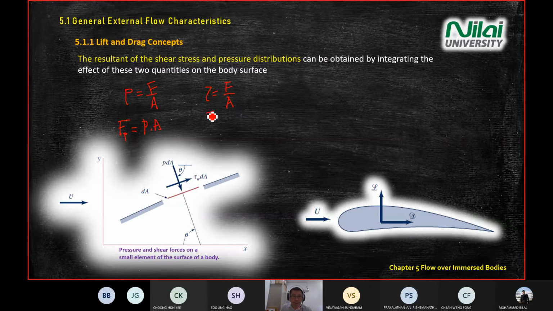Your shear force also, you take the shear stress times area. In here, because we look at a very small area, the light red line here, a very small area, we use the mathematical definition dA. So we add a dA at the back of the equation here. P times dA, you get pressure force. Shear stress times dA, you get shear loading or shear force.